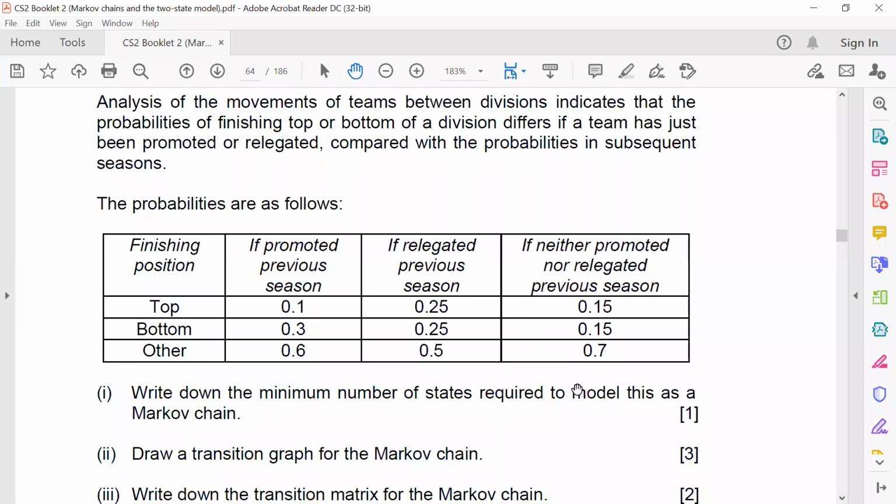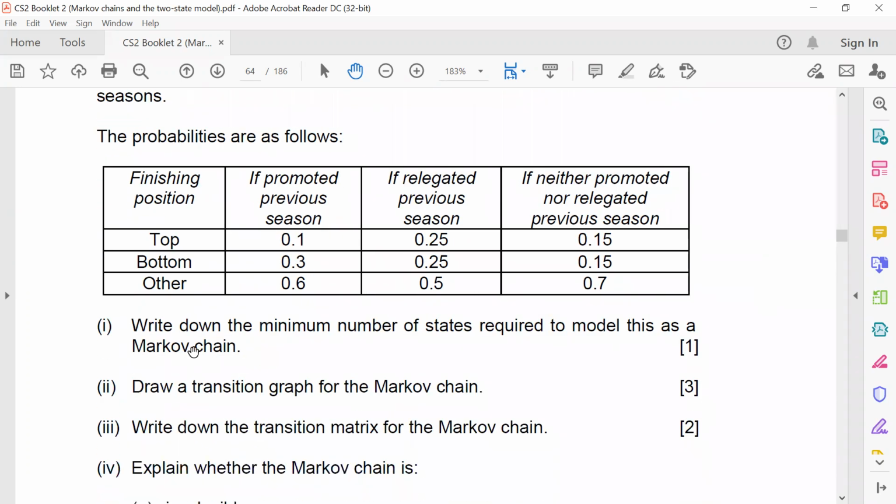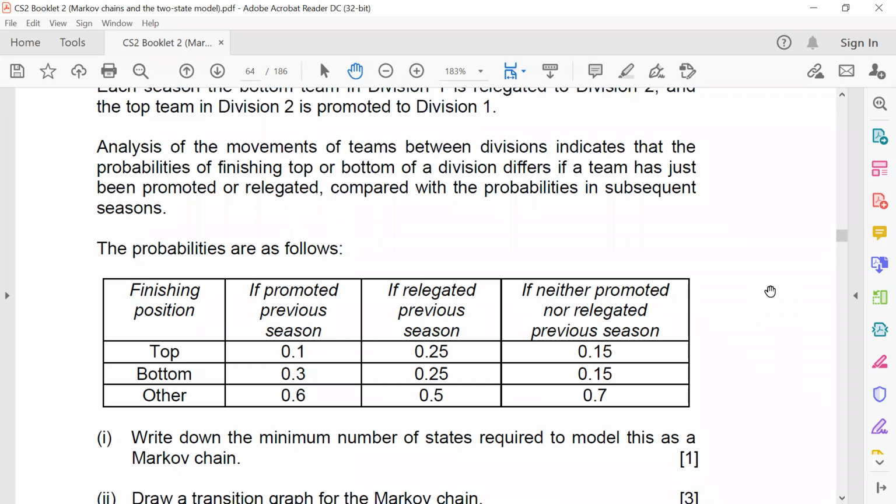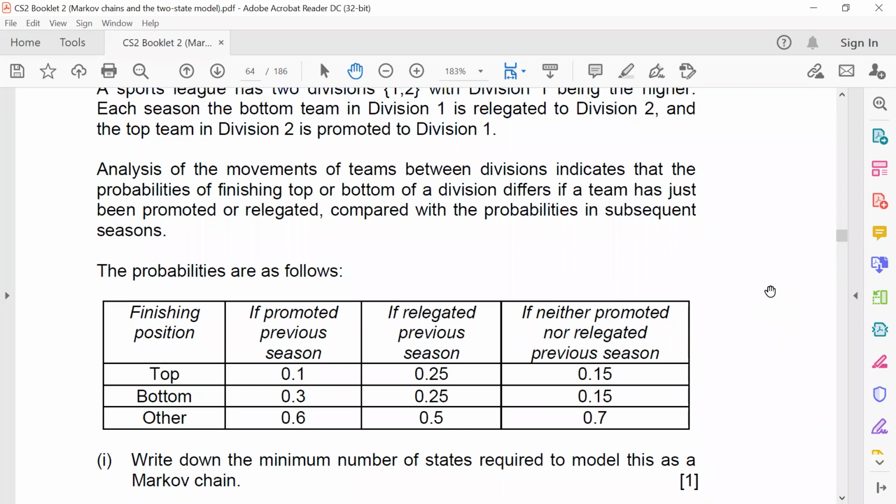And whenever we have this thing, if neither promoted nor relegated in the previous session, this means that you were neither in the bottom of Division 1, and you were neither in the top of Division 2. So that is when you neither get promoted or get relegated. Okay. So now they're talking about writing down the minimum number of states required to model this as a Markov chain. So this is also the kind of question where I say we'll have to expand the states.